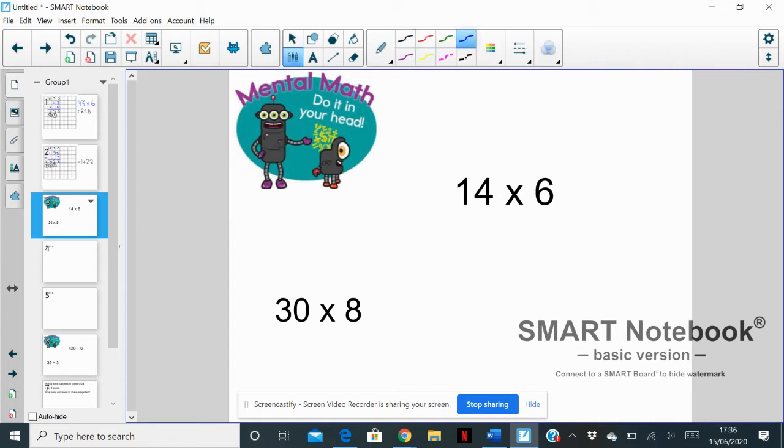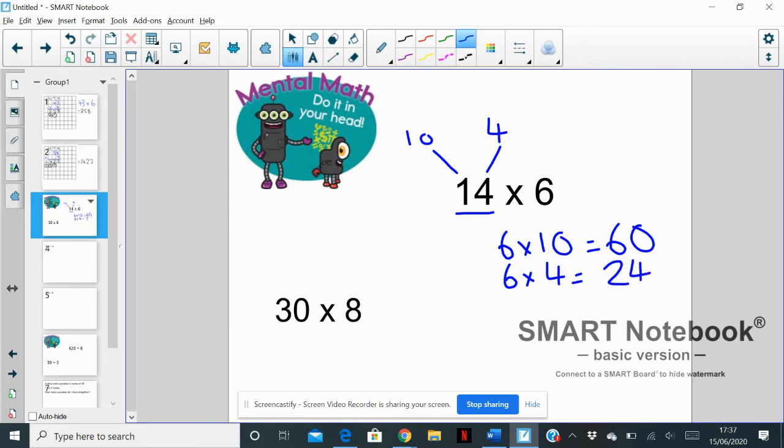So for the first one, we've got 14 multiplied by 6. Now what I'm going to do here is I'm going to partition this number. And it's 10 and 4. Now I know that 6 multiplied by 10 is 60. And I know that 6 multiplied by 4 is equal to 24. And I can add those together to give me an answer of 84. So there are some calculations where you might be able to work it out quickly in your head that way.